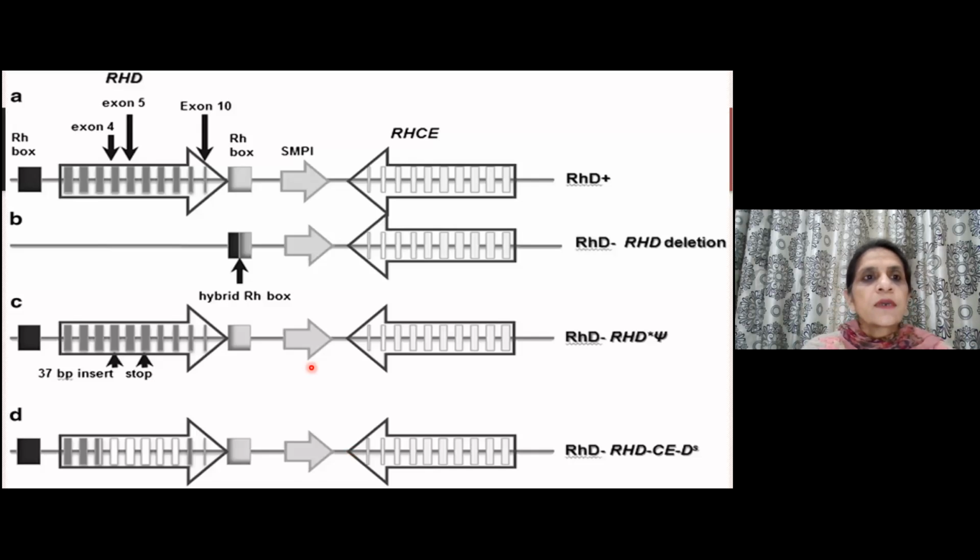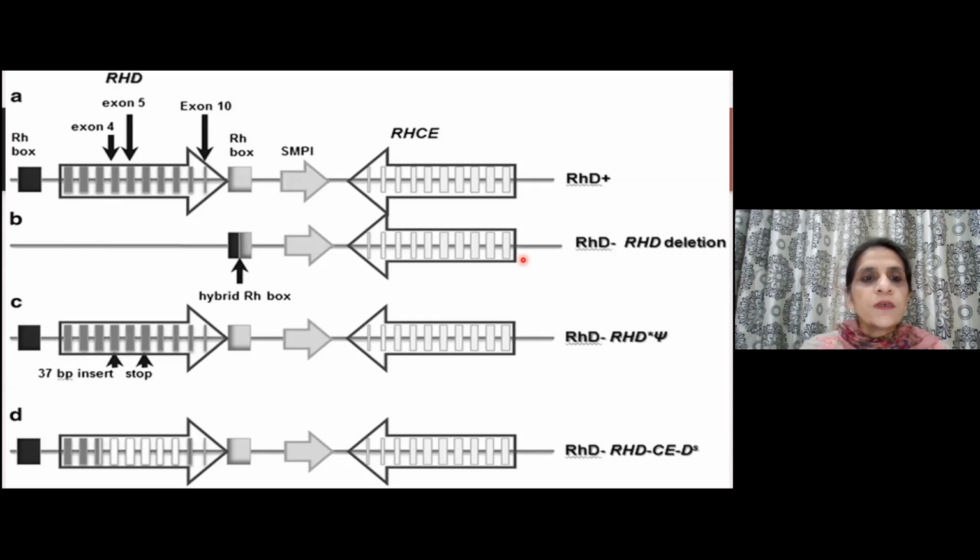So if we look at this diagram, this is the Rh positive, D positive, where the RHD and CE genes are normal, and these are the 10 exons of both genes. In case of RHD deletion, hybrid Rhesus boxes are present, whereas the D gene is absent over here. This is the one which is seen most commonly in Caucasians.